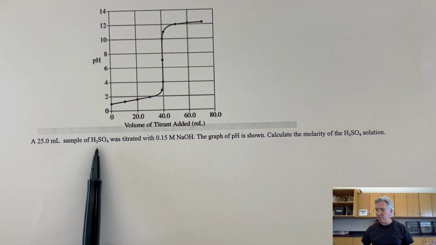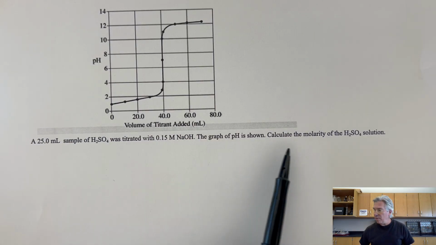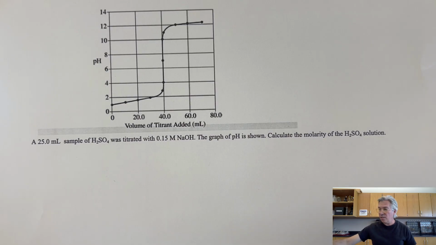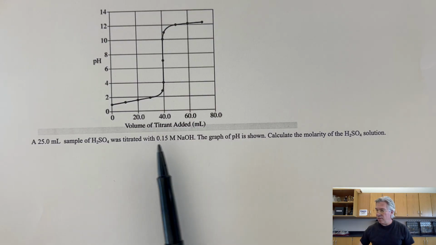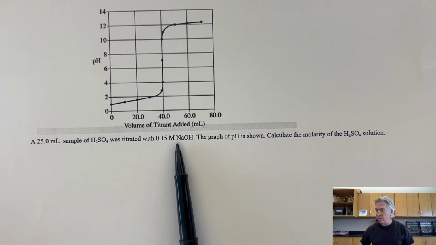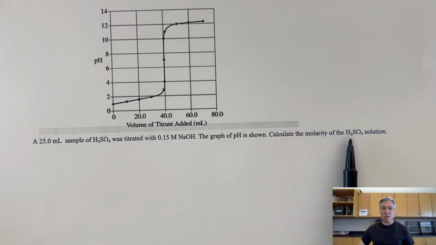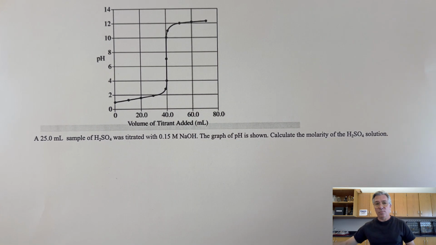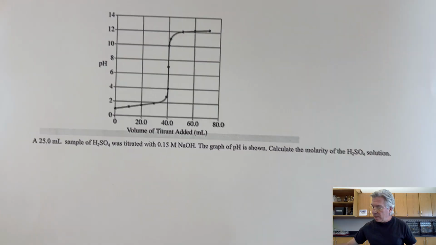A 25 milliliter sample of H2SO4 was titrated with 0.15 molar NaOH. The graph of the pH is shown above. Calculate the molarity of the H2SO4 solution. Now, half the battle is figuring out what we're going to be doing here. I'm told I have H2SO4, and I've also got the titrant, which was NaOH. I need to know H2SO4. So that means I have to start with the NaOH, and it's going to be another one of those 3-step problems that we did at the beginning of this episode. A little bit more, we have the graph to work with.